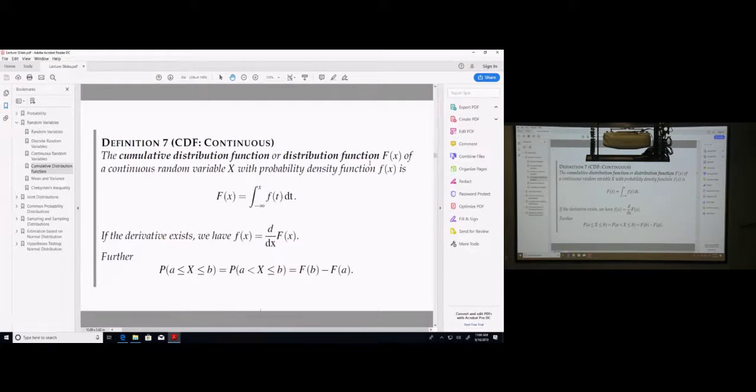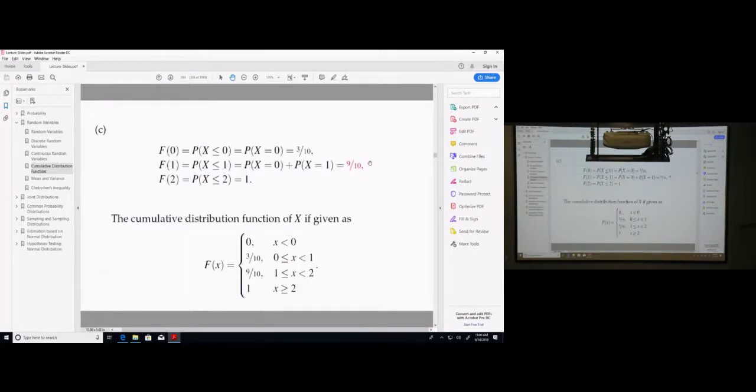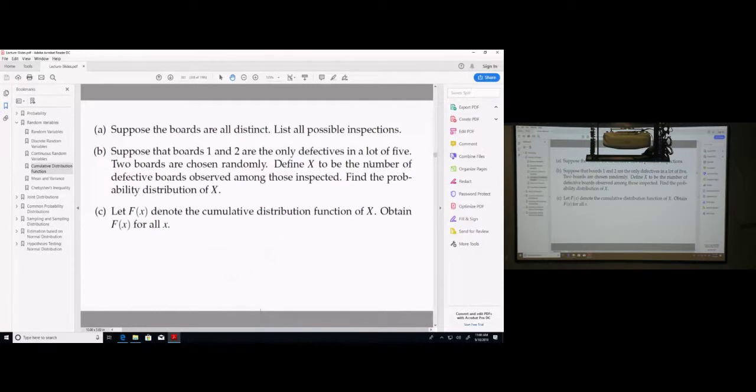Okay, so we wanted to continue with some further examples.